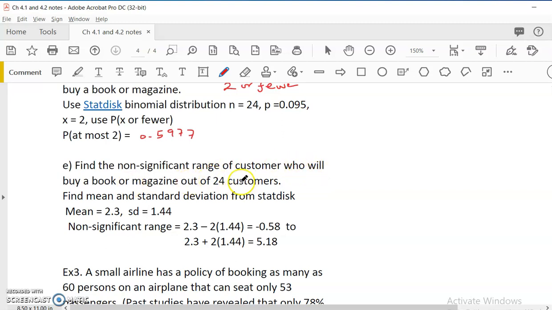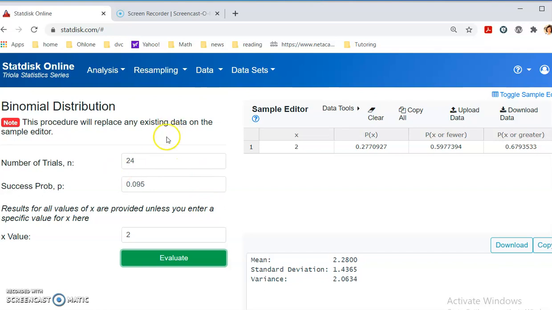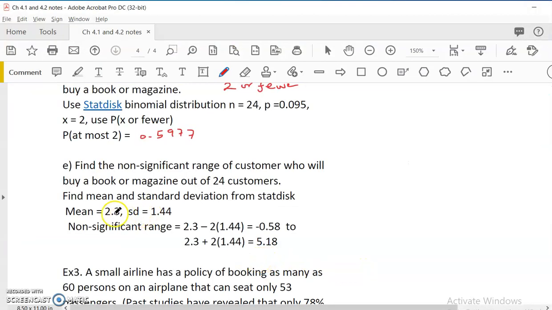Okay. Now let's find the non-significant range of the number of customers who will buy a book out of 24. If 24 customers come in, what is the normal thing that will happen? If 9.5% will buy a book, we use the parameters to calculate. We have already done this with 24 and 0.095. The mean and standard deviation are already here, so we can just copy them: the mean is 2.28, which is about 2.3, and the SD is 1.44.